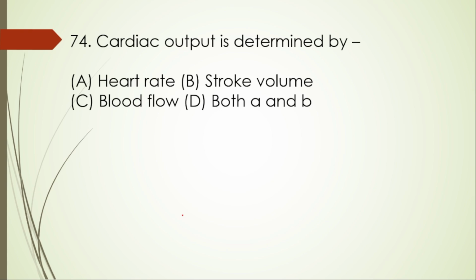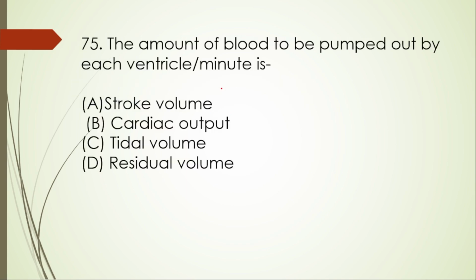74th question, cardiac output is determined by A, heart rate, B, stroke volume, C, blood flow, D, both A and B. Here the right option is option D, both A and B.